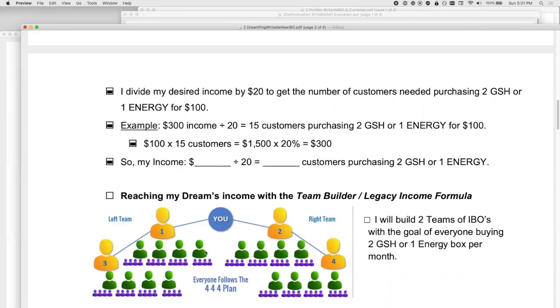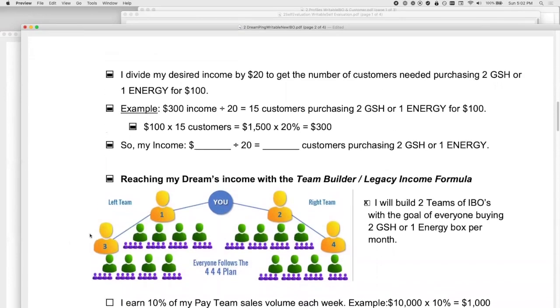So the yellow would enroll the green, and then the green would enroll the purple. So you have 3 levels from you. You have people you enrolled, and then they enrolled. And everyone follows this 4-4-4 plan. If everyone does this, the entire compensation plan of Provizion Global opens up to you. So we just want to make sure that you understand that this is the plan we're following. This is the 4-4-4 plan that we follow. And you will build 2 teams of IBOs with the goal of everyone buying 2 GSH or 1 energy box per month. So check that for the next.